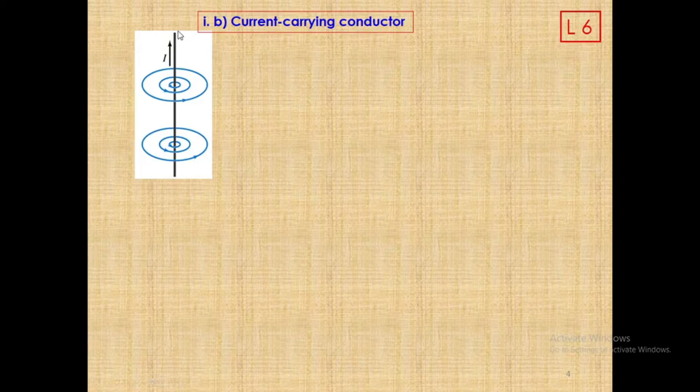So this one is a conductor. The conductor has a current flowing through it. So it also has its own magnetic field line. This one we will learn later, how to determine the direction of the magnetic field lines or the direction of the current through the conductor.